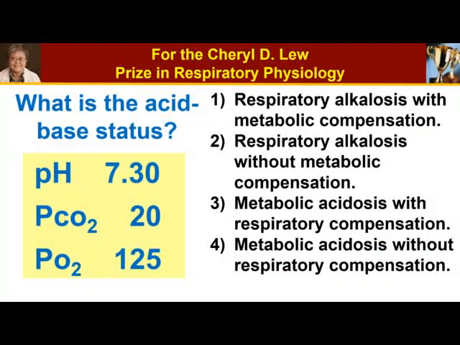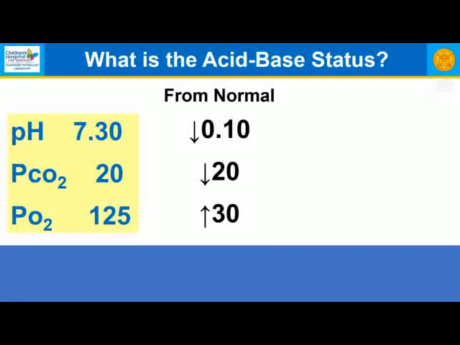All right, 7.3 pH, PCO2 of 20. So is this respiratory alkalosis with metabolic compensation? Is this respiratory alkalosis without metabolic compensation? Is this metabolic acidosis with respiratory compensation? Or metabolic acidosis without respiratory compensation? So let's look. So the pH is down 10 hundredths of a pH unit. PCO2 is also down 20. All right. So how do we figure out what's going on here?